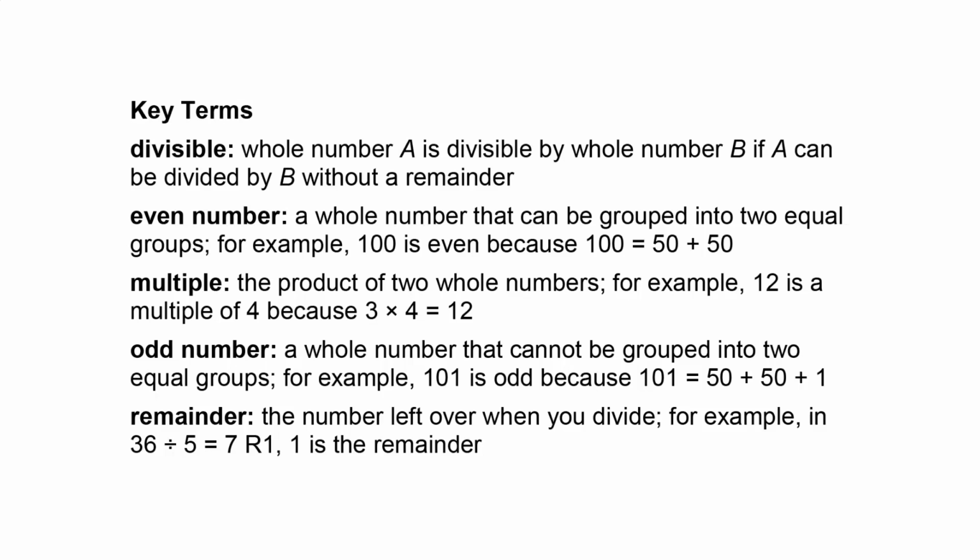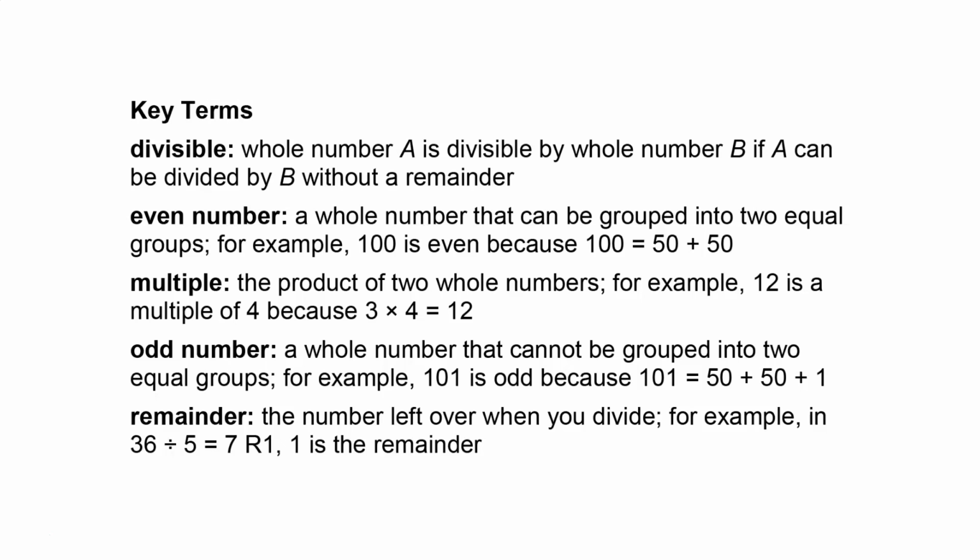Key terms. Divisible. Whole number A is divisible by whole number B if A can be divided by B without a remainder. Even number. A whole number that can be grouped into two equal groups. For example, 100 is even because 100 is equal to 50 plus 50. There are two groups of exactly the same number, 50. Multiple. The product of two whole numbers. For example, 12 is a multiple of 4, because 3 times 4 equals 12.